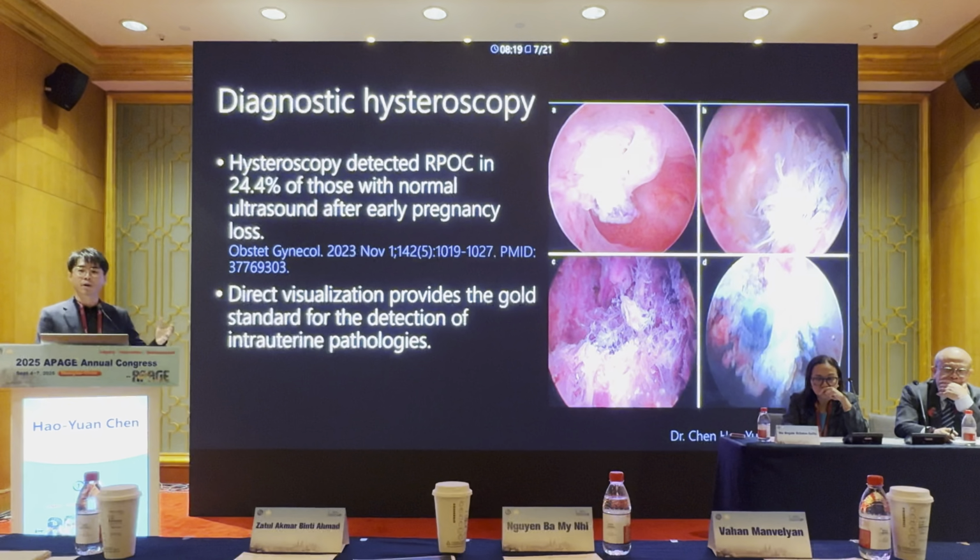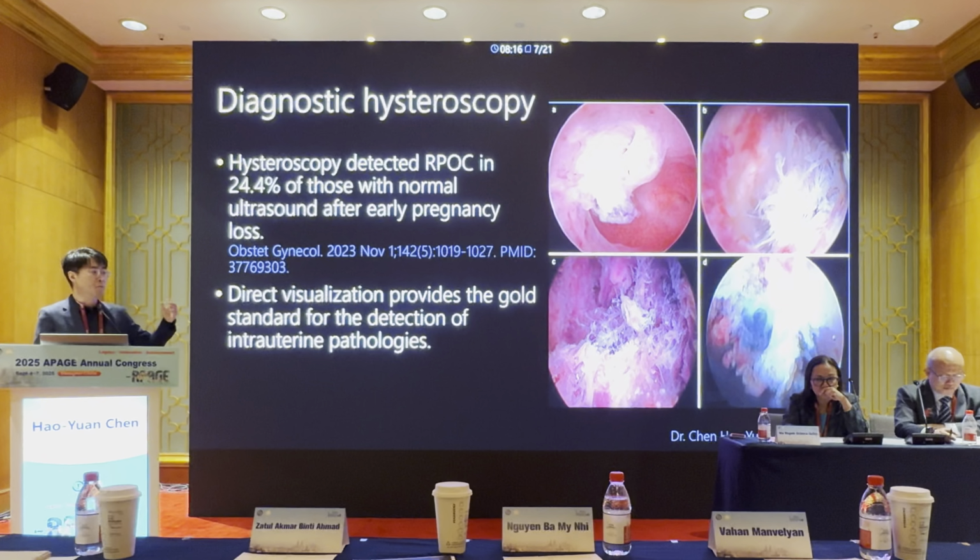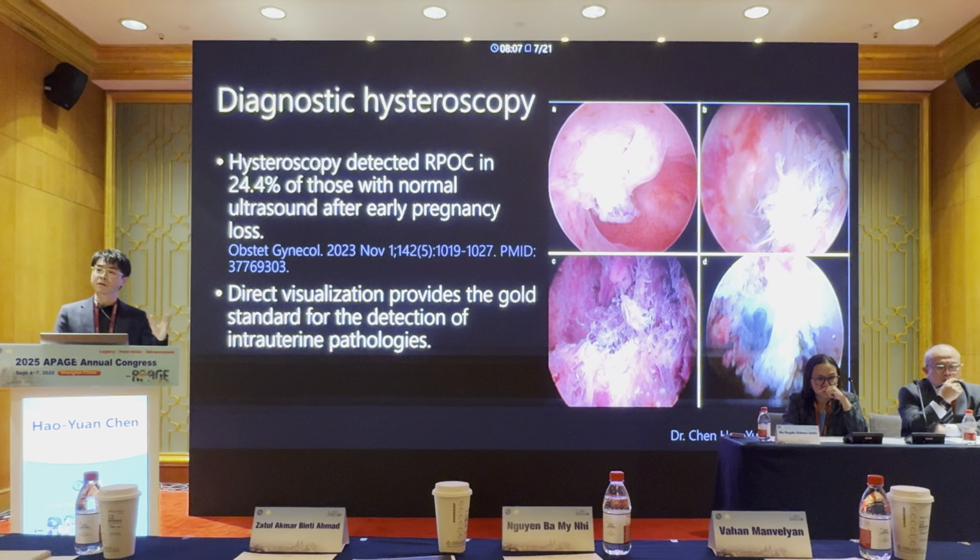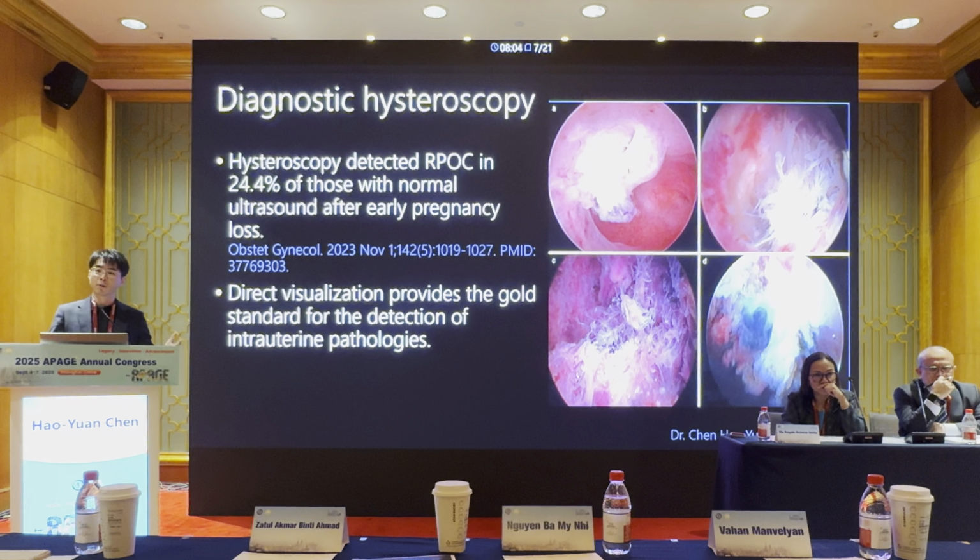But since we are gynecologic endoscopists, we have an even better tool, which is diagnostic hysteroscopy. There is a study, I have the reference here. The study recruited hundreds of women with early pregnancy loss, and they had all of the women undergo both ultrasound and hysteroscopy. What they found was very shocking. In those women whose ultrasound was normal, actually 24% of them had some RPOC in the uterus. So if you only diagnose RPOC with ultrasound, especially if the patient is still bleeding, you are going to miss a lot of the cases.